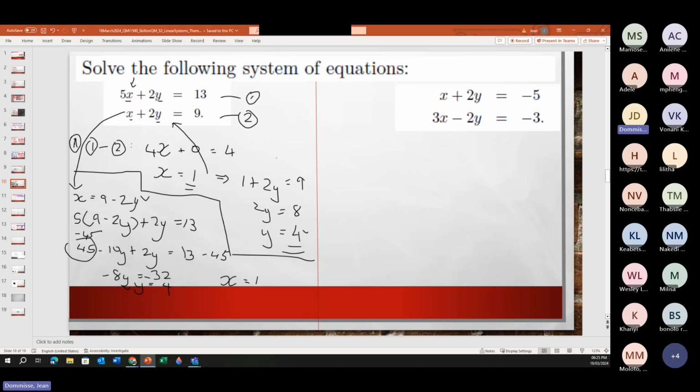So then we would have had 13 minus 45, which is negative 32. But here we have minus 10y plus 2y, which is negative 8y. And then negative divided by negative becomes a positive. Yes.